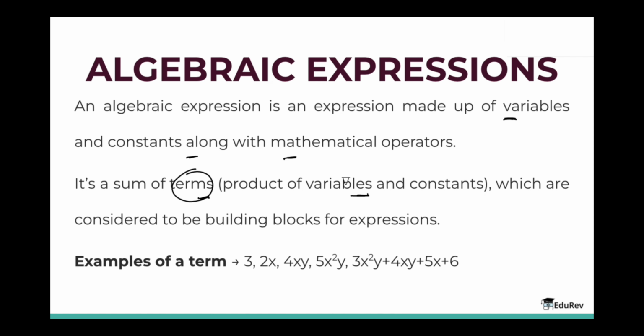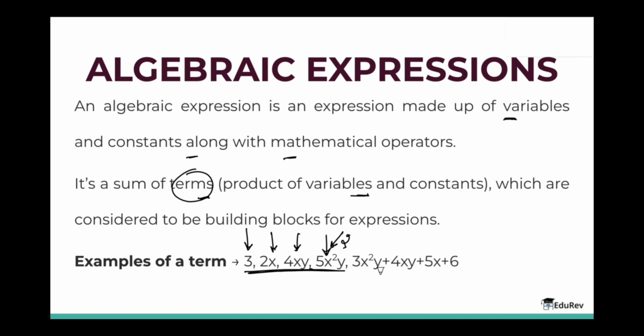Let's understand this with the help of a few examples. Examples which are given here, just look at them. Number 3, it's a constant. 2x, which is a product of constant 2 and a variable x. 4xy, which is a product of constant 4 and variables x and y. 5x square y, which is a product of 5, x and y. But x comes here twice. The constant in each of the given terms is referred to as a coefficient.